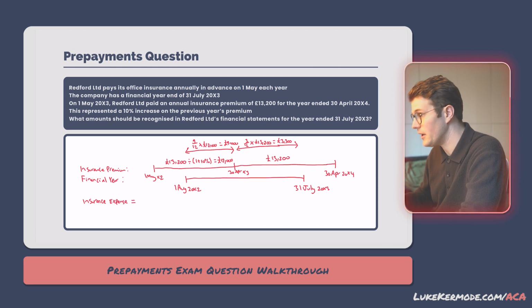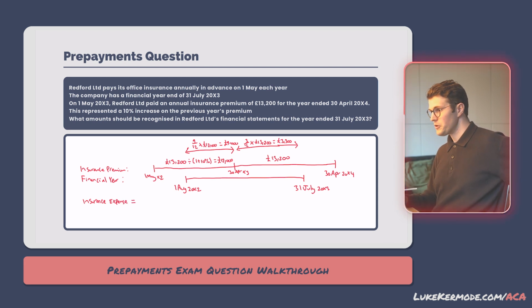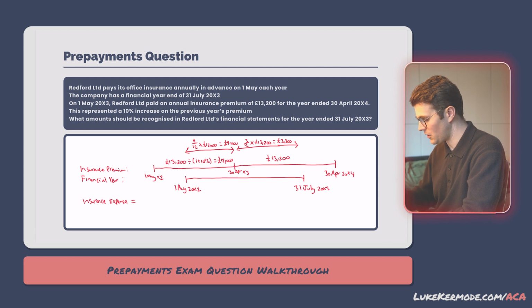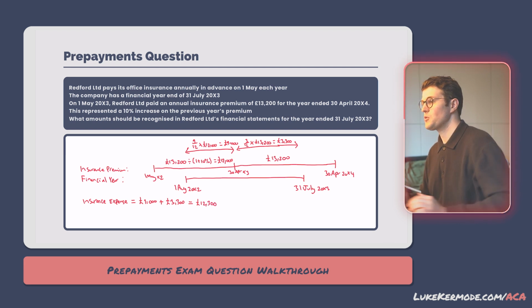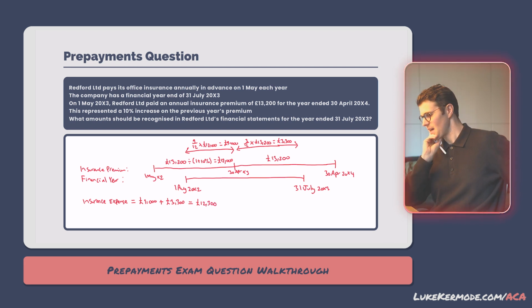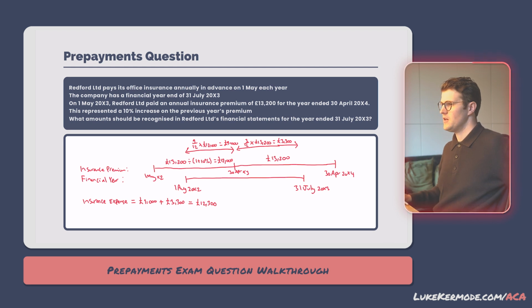So therefore the total insurance expense which needs to be included within our statement of profit or loss for the period ended 31st of July 2003 is equal to £9,000 plus £3,300, which equals £12,300. So that's the expense which is charged to the income statement.